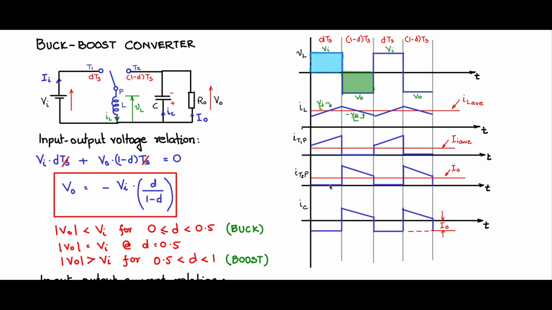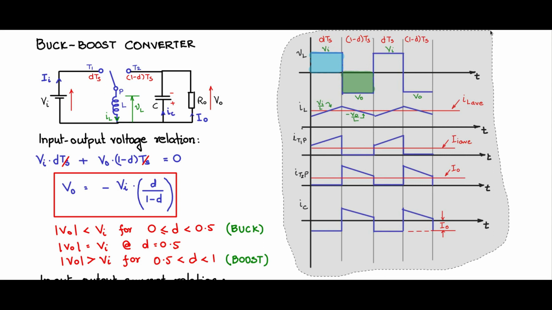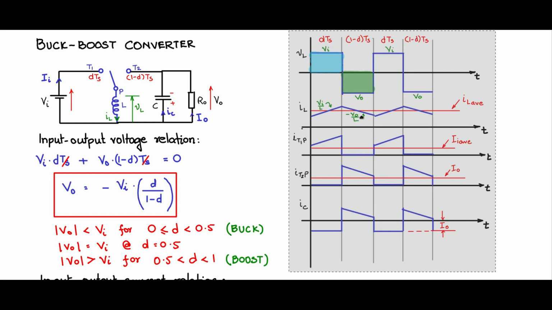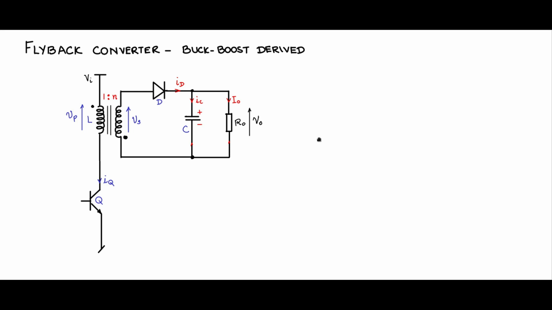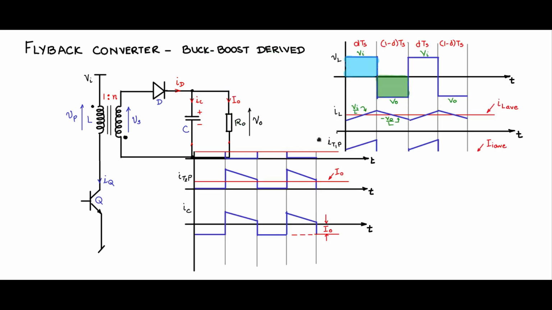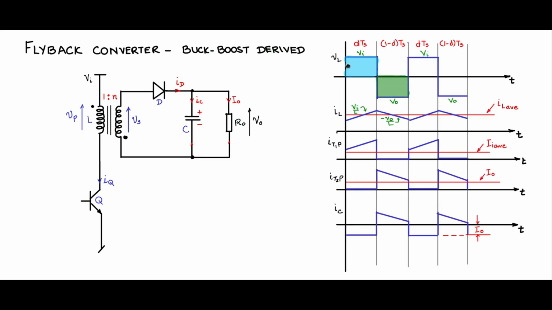So let us copy this portion of the waveforms and paste it alongside the flyback converter and try to understand the operation of the flyback converter with these waveforms and try to modify these waveforms to fit the variables in the flyback converter. So let us now paste the waveform here, move it around, make some space, and this is the waveform that we will try to map here.